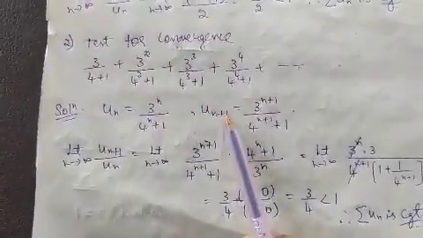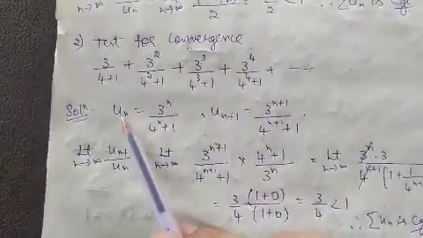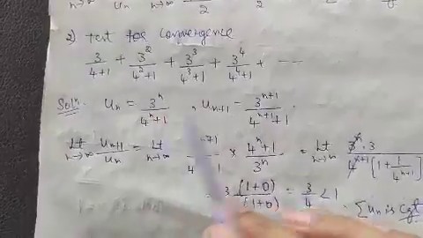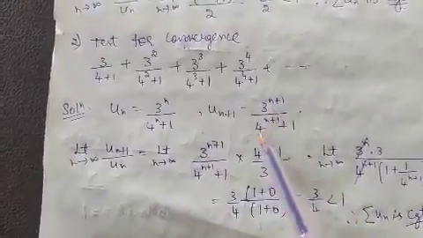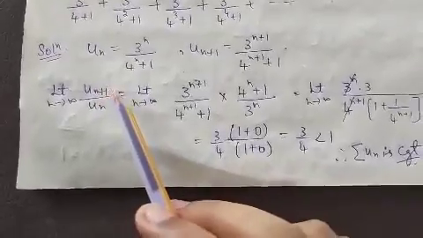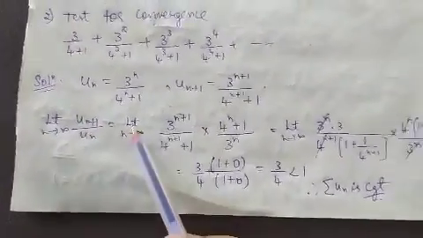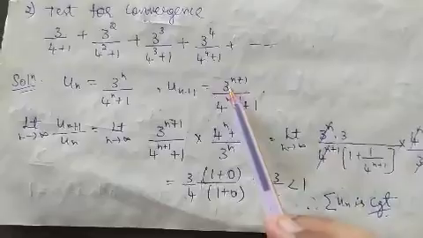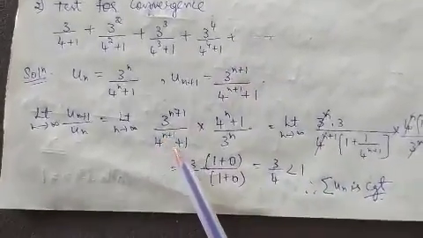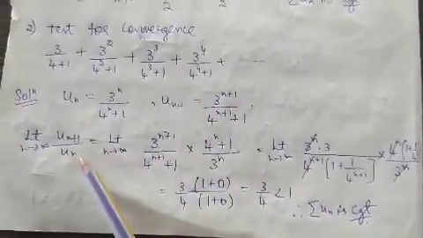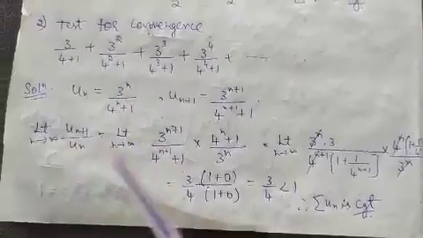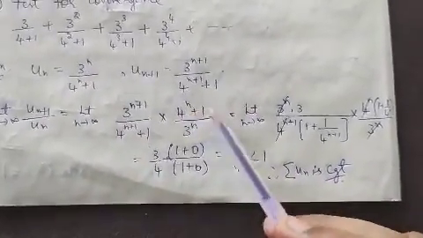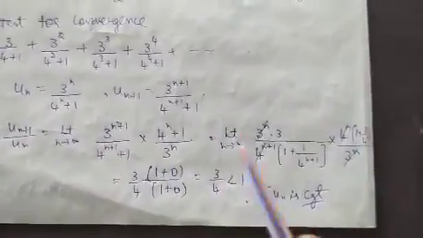So what you have to do? You have to find the ratio un plus 1. It is nothing but n is replaced by n plus 1: 3 times 3 power n plus 1 divided by 4 power n plus 1 plus 1. And after this, find the limit as n tends to infinity of un plus 1 divided by un. What is un plus 1? 3 power n plus 1 divided by 4 power n plus 1 plus 1, into, since it is divided by un, it will become the reciprocal: 4 power n plus 1 divided by 3 power n.